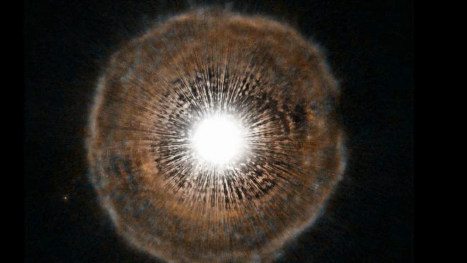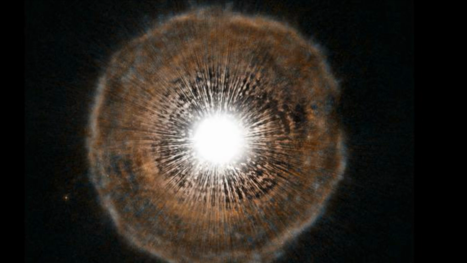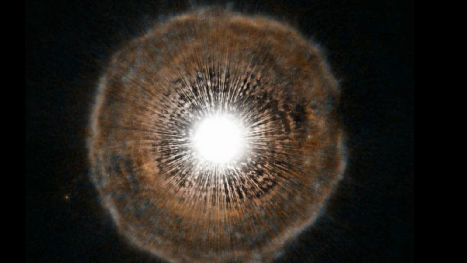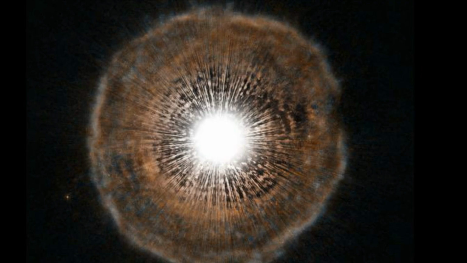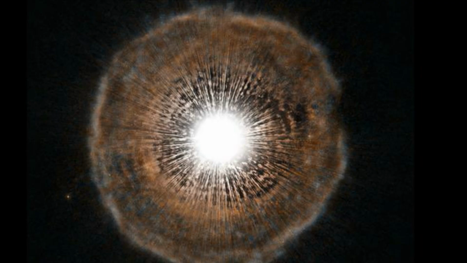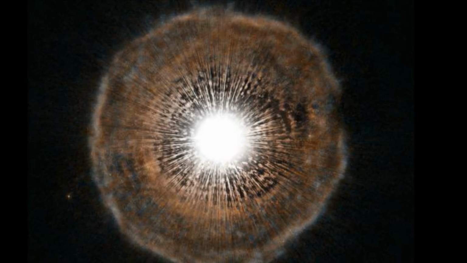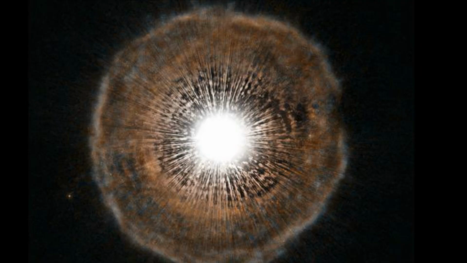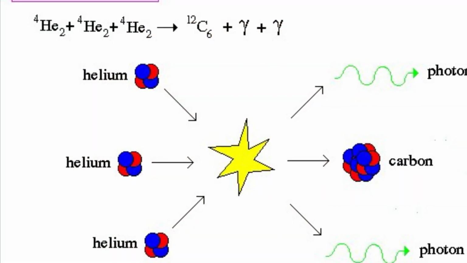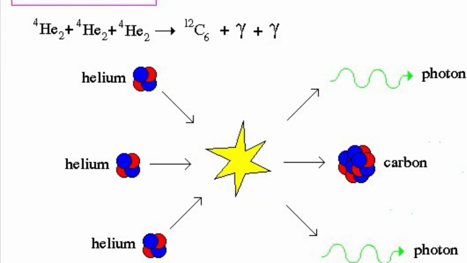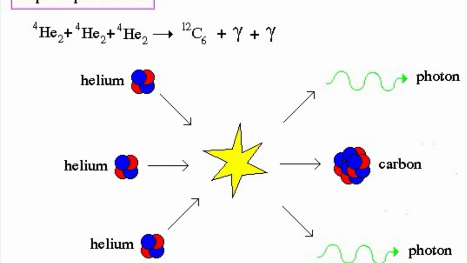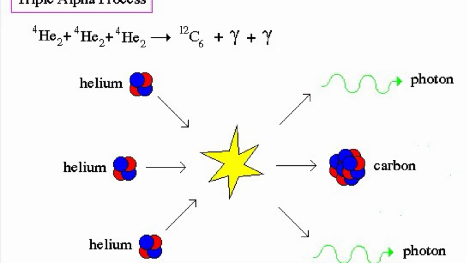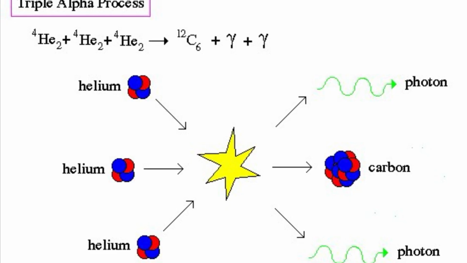A helium flash is a brief but intense event where helium in the core fuses rapidly, causing the temperature to rise so high that the core can no longer degenerate, causing it to expand rapidly. The core expands and equilibrium is restored as the core begins to fuse helium into carbon in a process called the triple alpha process.